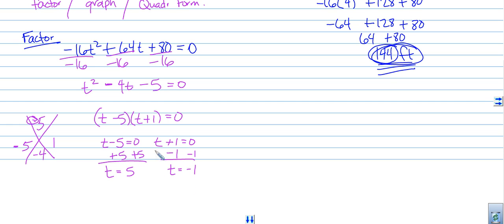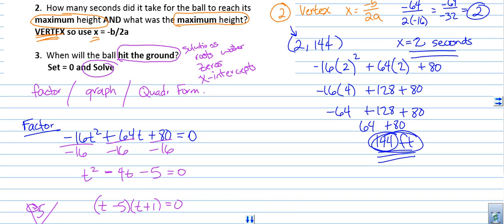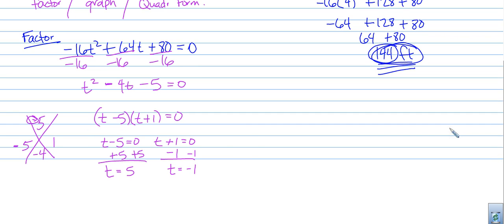And so since we're dealing with a real life situation, okay, if you scroll back up, we're talking about throwing a ball into the air, okay? Can you have thrown a ball into the air negative 1 seconds from now? No, because we can't have negative time. Time doesn't work that way in real life. So t equals 5, which is 5 seconds, okay? So the answer would be 5 seconds.